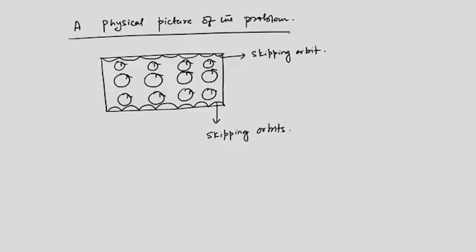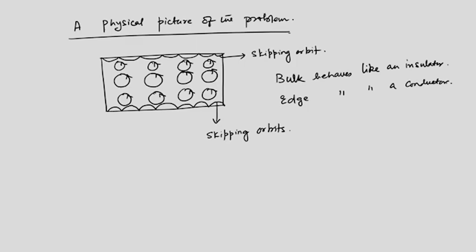And that's why the bulk of the system, or the interior of the system, behaves like an insulator because it doesn't conduct. So the bulk behaves like an insulator, and the edge behaves like a conductor.